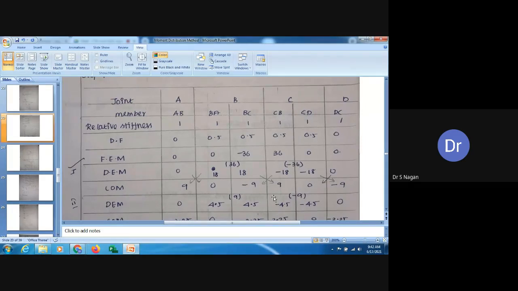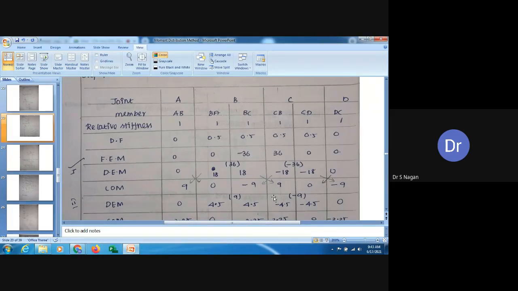Similarly, distribution factor. Say we take a joint. In a joint, many members will be meeting. If I apply a moment at that joint, that moment will be distributed to the members meeting at the joint. It will not be equally distributed. It will be distributed based on the stiffness of that member. That's why we calculate distribution factor, which is dependent on stiffness values. So in that way, we should teach them.